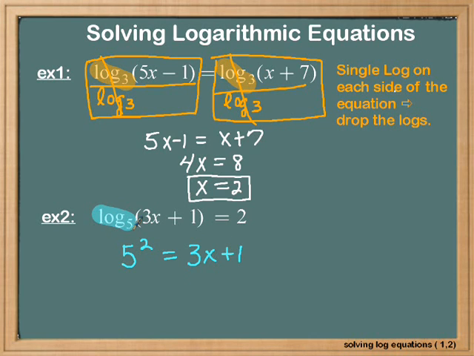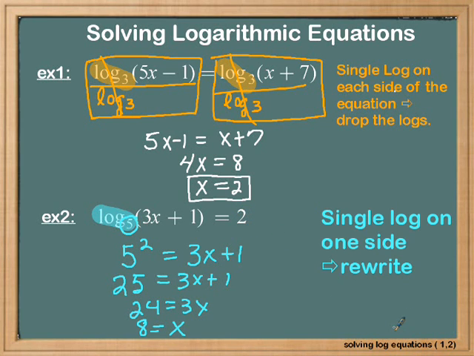So I took the base of the log and I made it the base of the power, and I moved that power up to the base, so 5 squared, and slid 3x plus 1 to the other side. Simply complete the process of solving the equation now, and we will get 24 equals 3x, dividing by 3, x equals 8. That is our final answer. So what did we learn in this particular example? We learned that if you have a single log on one side of the equation, do a rewrite.